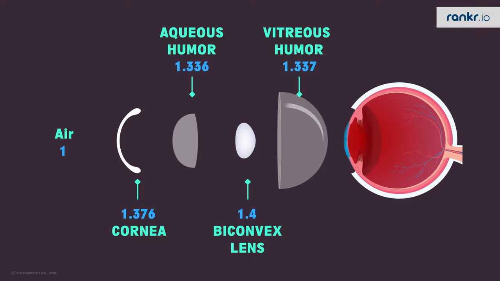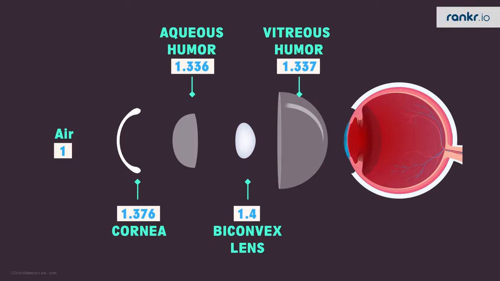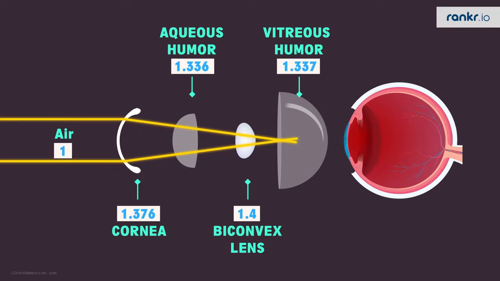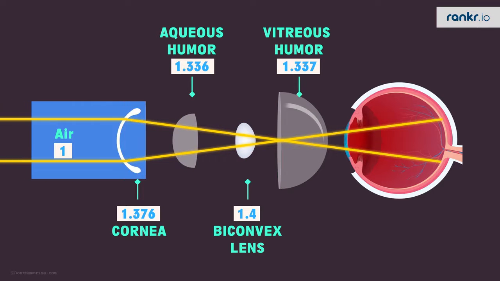And here are the approximate refractive indices of the media. Now, if you notice, the refractive indices of air and the cornea are largely different, whereas the others are not significantly different. Hence, most of the refraction that happens is at the air-cornea interface. Refraction does occur at other interfaces too, but not as much as this interface.